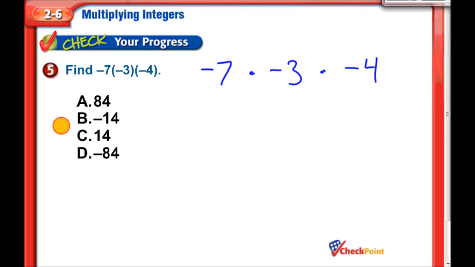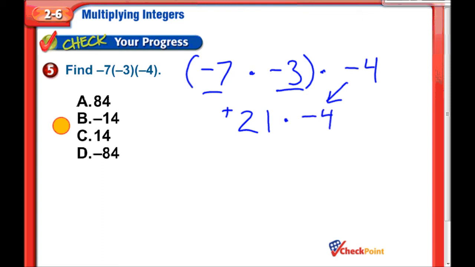Starting with the negative 7 times the negative 3, well, 7 times 3 is 21. Would that be positive or negative 21? Well, it would be positive because, as we said earlier, when the signs are the same, we have a negative and a negative, we end up with a positive answer. But we still have to bring down this negative 4. So it's 21 times negative 4.